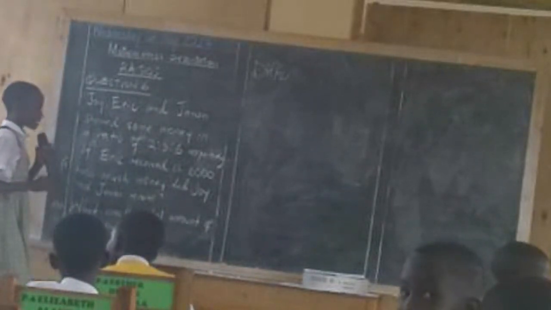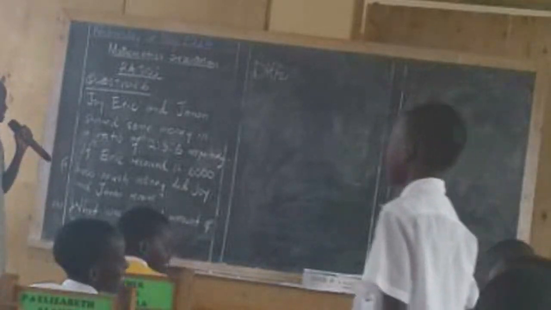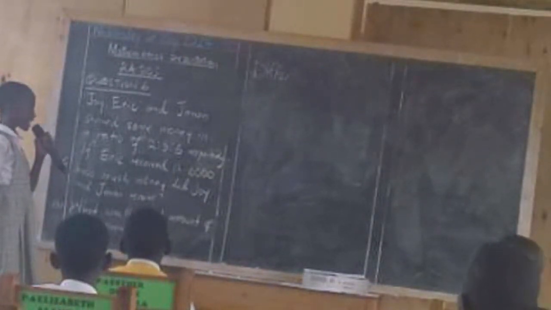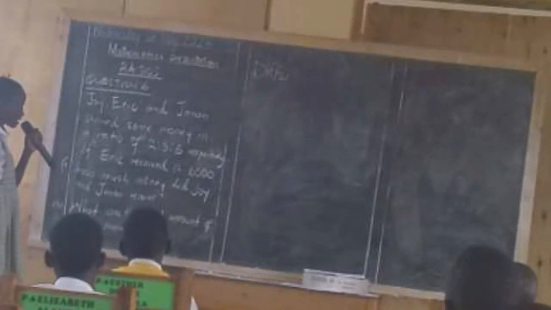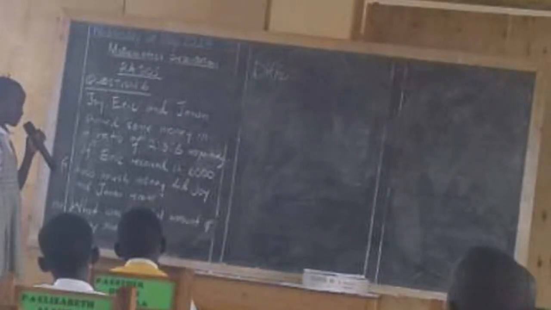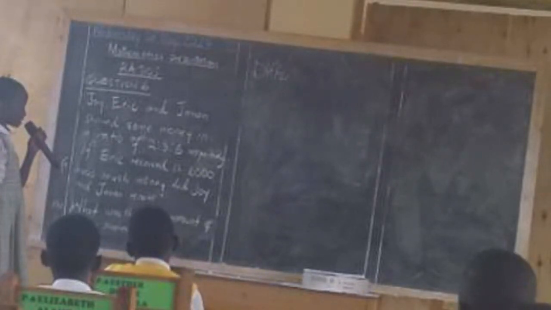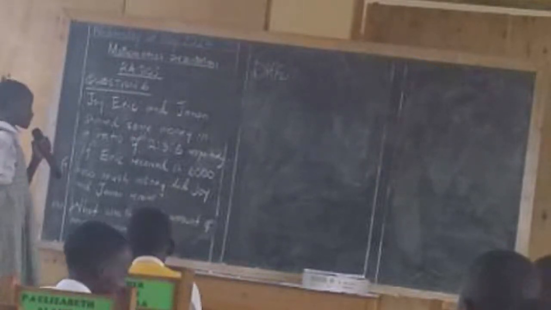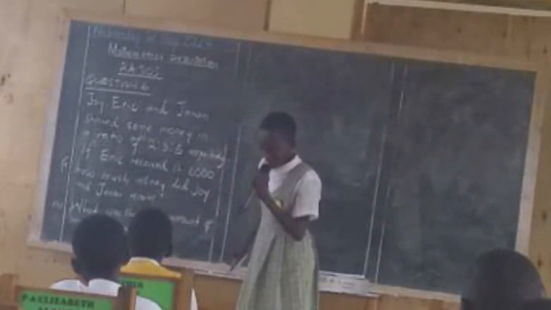So that's why sometimes when you're doing an exam, we have to read through the question a second time. So let's read together the question the second time. Joy, Eric, and Janan shared some money in a ratio of 2 to 3 to 5, respectively. If Eric received 6,000 shillings. So let's start once more. Sorry for the confusion.